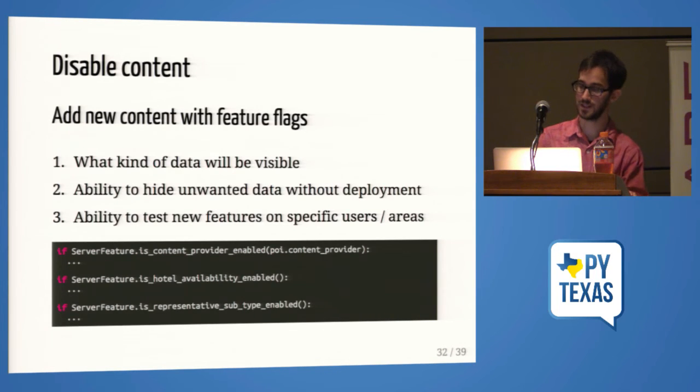Another thing to do is to hide only a specific type of data. If it's a hotel availability feature that you're not sure about, then wrap it with a feature flag and enable or disable it whenever you want. Most of the time, people will use feature flags for a specific feature, but you can also use them for your data, and what kind of data you want to show to the users and what kind of data you want to hide.